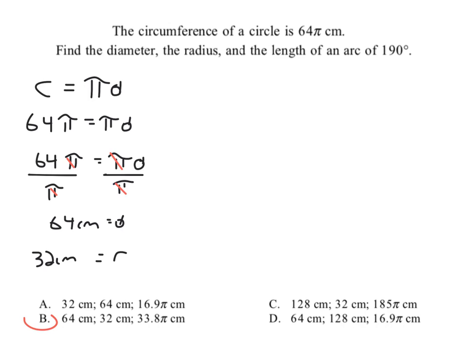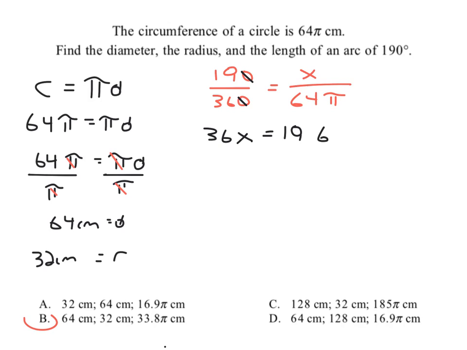Well, if we have the entire circumference of 64 pi, then we say 190 out of the total of 360 equals how much out of the total 64 pi. Okay, you can set that up as a proportion because we only have 190 of those 360 degrees. And of course, you could simplify this if you wanted to down to 19 over 36. If we use our calculator, we would then get 36x equals 19 times 64 pi.